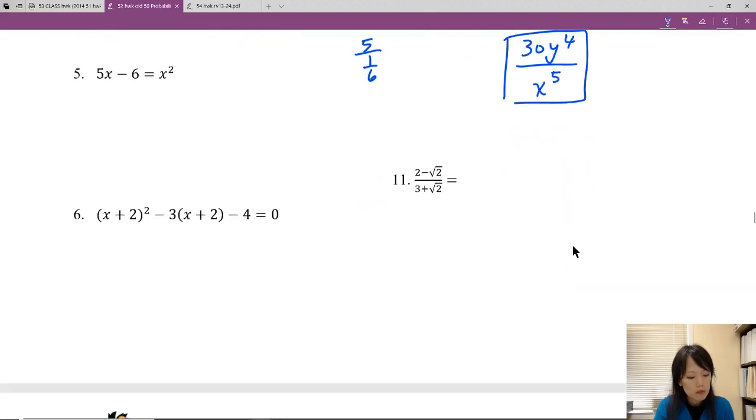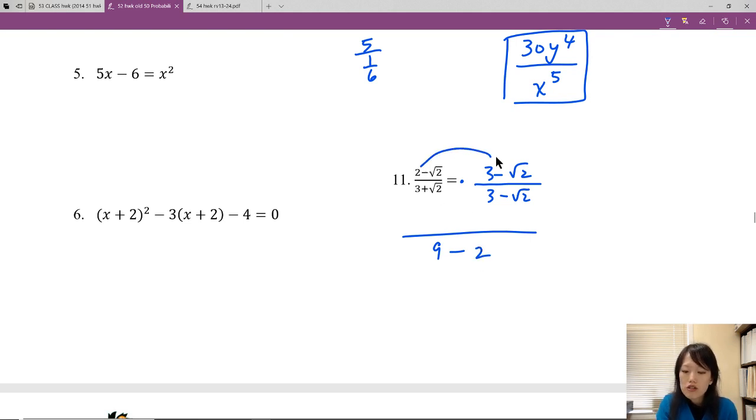Okay, next one, number 11. How do you handle this one? When there's a square root down here, but there's a plus there, that means you need to do the conjugate, right? So you have to do 3 minus root 2, 3 minus root 2. Difference of squares on the bottom, 3 times 3 is 9, minus root 2 times root 2 is 2.